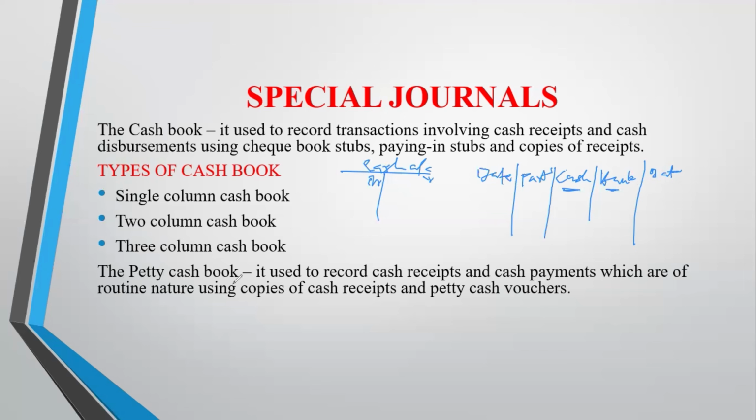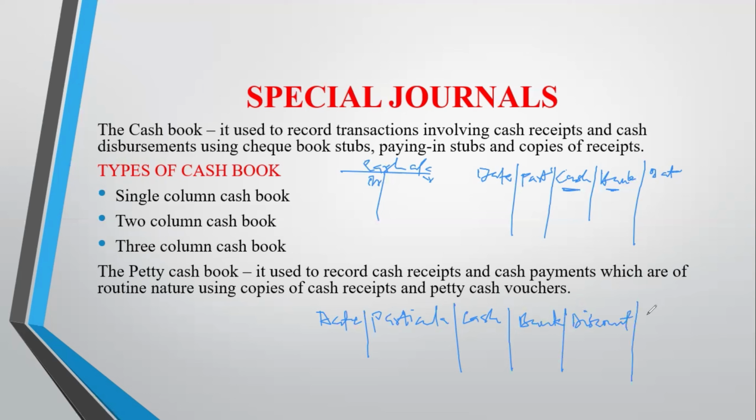Then the three column cash book is where discount is introduced. So that one too, we have the date, then we have the particulars, then you can have your cash, then you can have your bank, then you can have your discount.